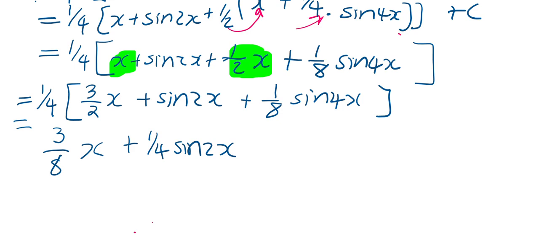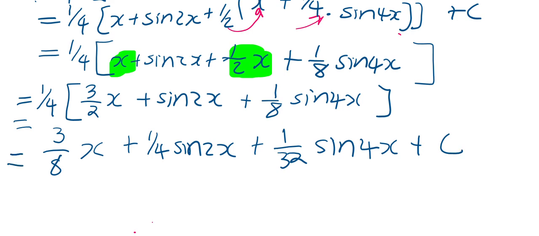Then we know that 1 over 4 times, let me put it in the calculator just to be sure, 1 over 80 times, not plus, times, this is equals to plus, sorry about that, so plus 1 over 32 sine of 4x plus c. So meaning that now we have actually calculated the green parts.